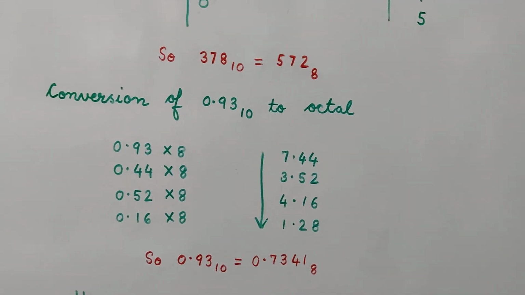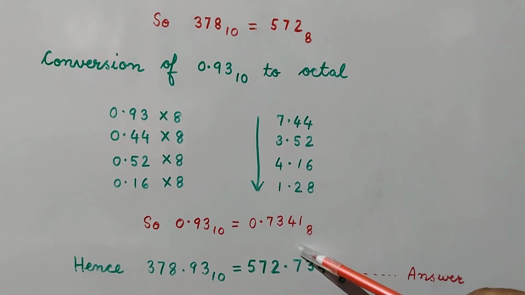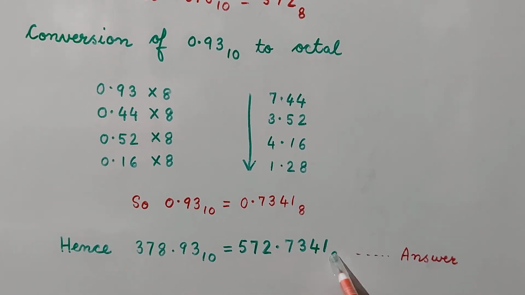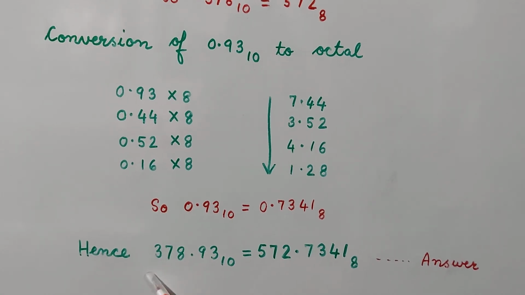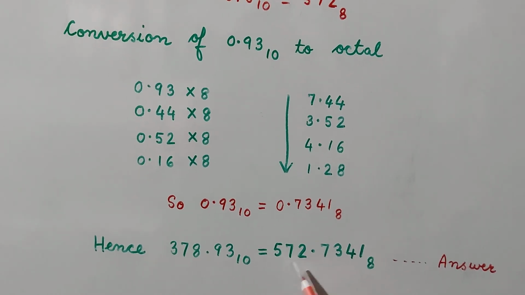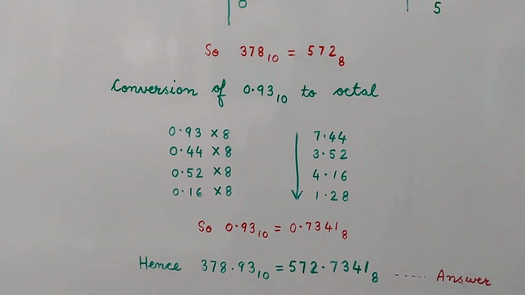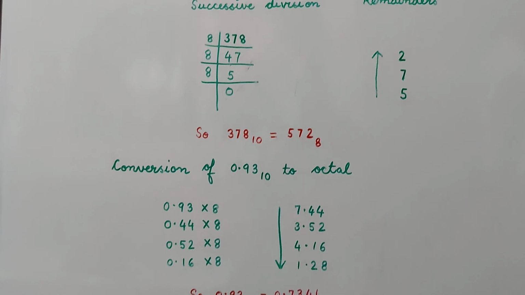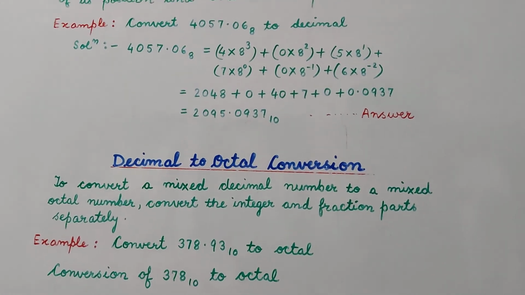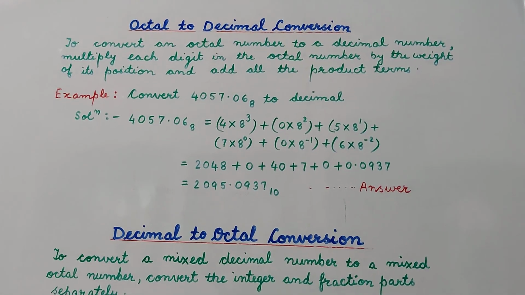Now, combining both the integer and the fraction parts, the final answer comes out to be 572.7341. So the decimal number 378.93 when converted to octal will come out to be 572.7341. In this way, we can convert any given decimal number to octal number. And similarly, if we are given an octal number, then we can convert it into decimal. Hope this conversion is clear to all of you.